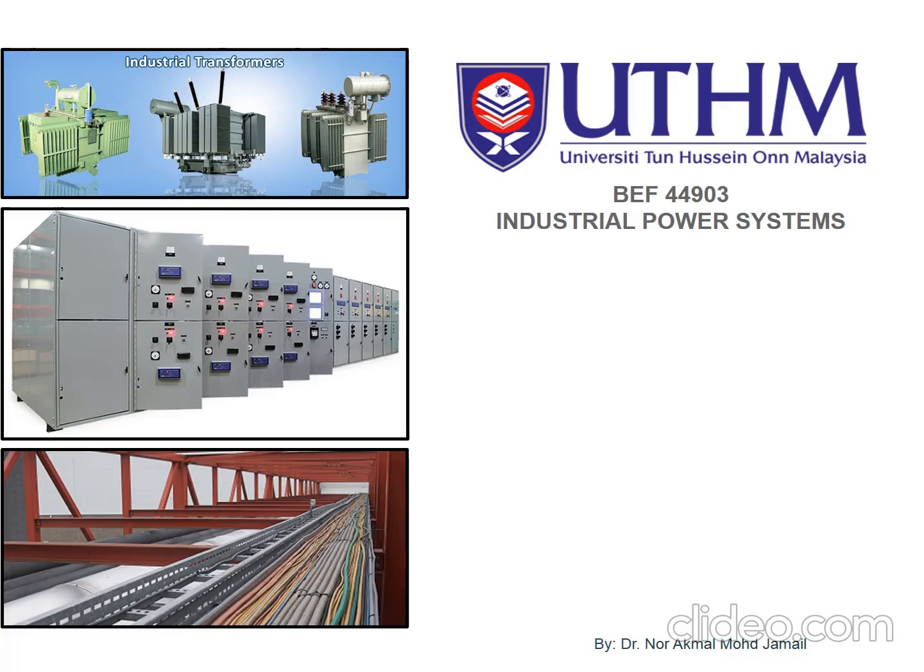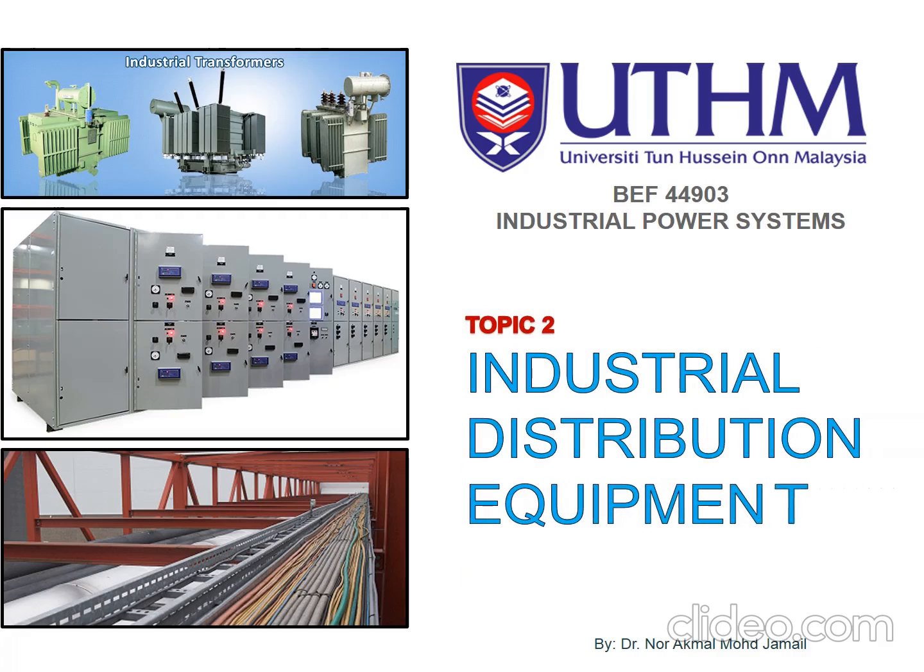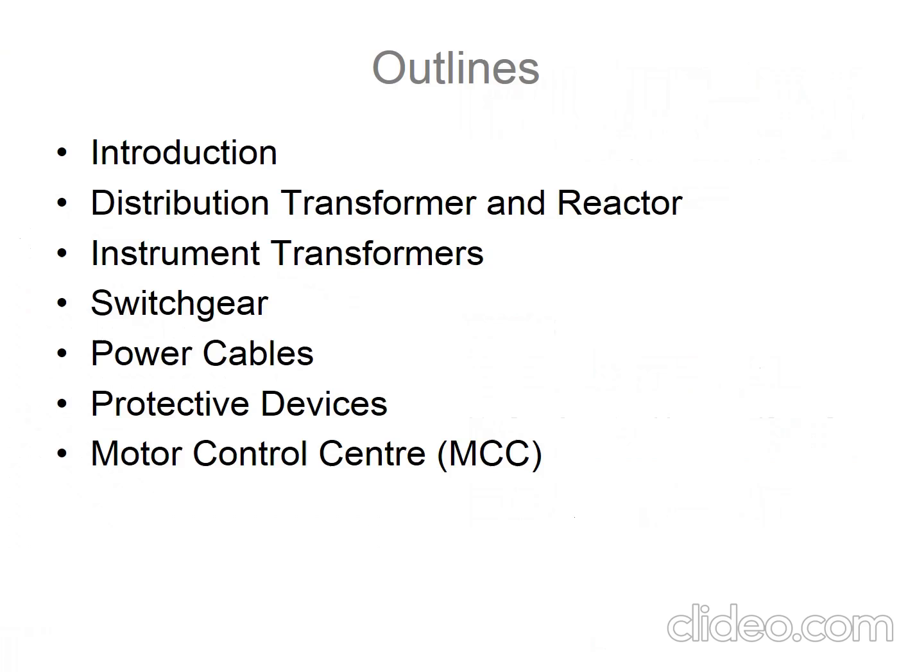So, today I will continue my lecture for Industrial Power System topic 2, which is entitled Industrial Distribution Equipment. This is the outline for topic 2. The first one is introduction, and then we continue with the subtopics: distribution transformer and reactor, instrument transformer, switchgear, power cables, protective device, and motor control center, MCC.